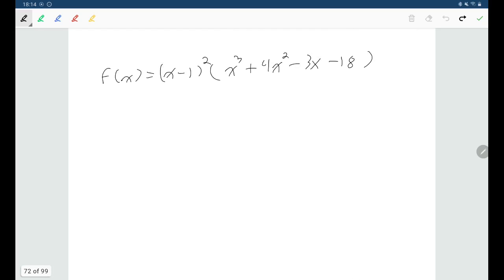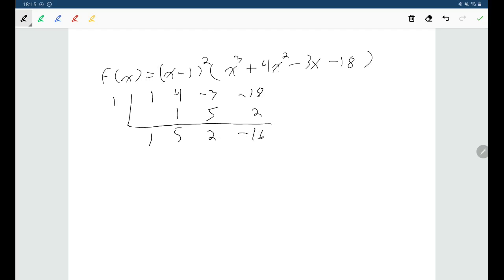And so now that we've checked and we found that 1 was a 0 twice, we want to check and see, is 1 a 0 a third time? You never know. Something might be a 0 multiple times. So let's see if we can get one more 0 out of this. Bringing down, multiplying, adding, multiplying, adding, multiplying, adding, and the answer is no. So it looks like x minus 1 squared, that's the highest power I'm going to get for that x minus 1.